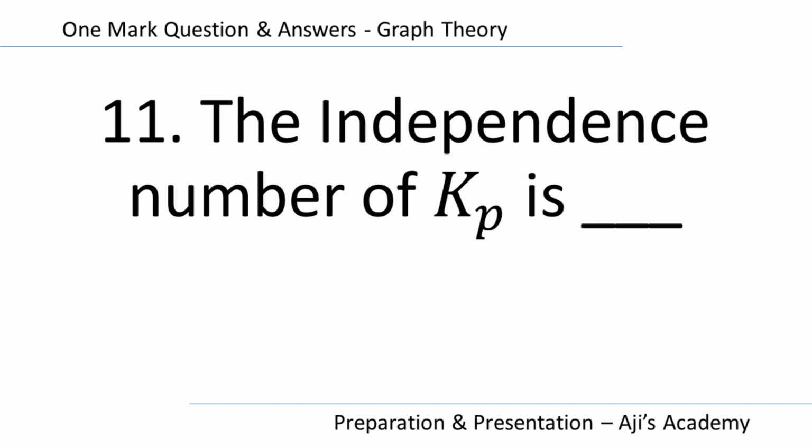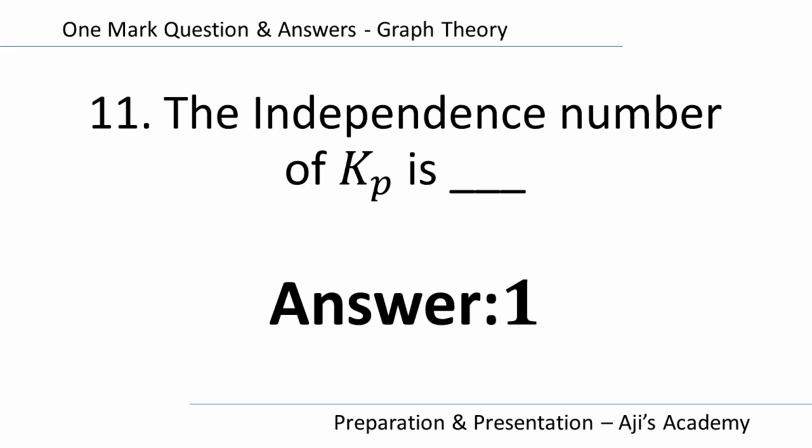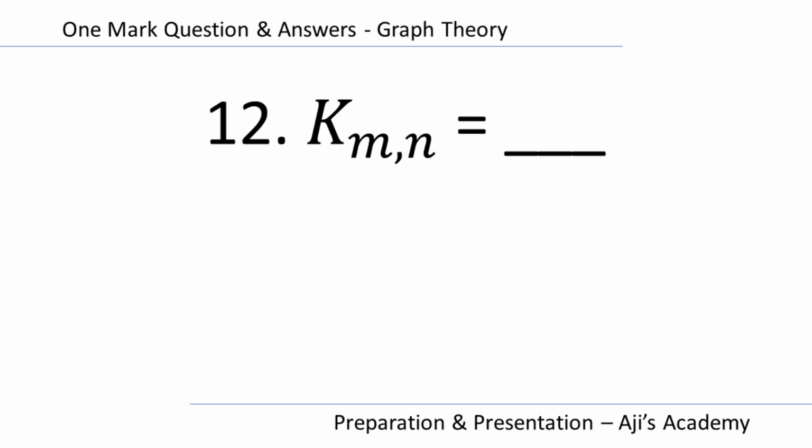Question number 11. The independence number of Kp is. Before that, what is meant by an independent set? An independent set is a subset of the vertex set for which no two vertices are adjacent. So in Kp, we know that every two vertices are adjacent. Thus, the independence number of Kp is 1. Answer is 1.